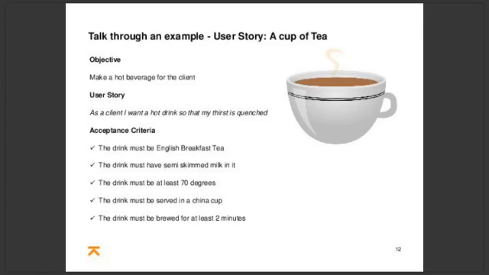So I'm going to use the first example of making a cup of tea. The objective is to make a hot beverage. We want it because it's going to quench our thirst, and there are acceptance criteria on this. The drink must be English breakfast tea, must have skim milk, must be at least 70 degrees, must be served in a china cup, and it's going to have to be brewed for 2 minutes. So, with that in mind, my team had to think about that, and they played their first round of cards.